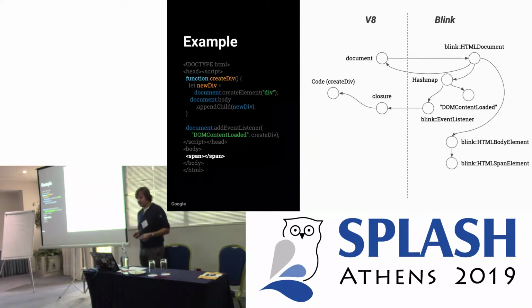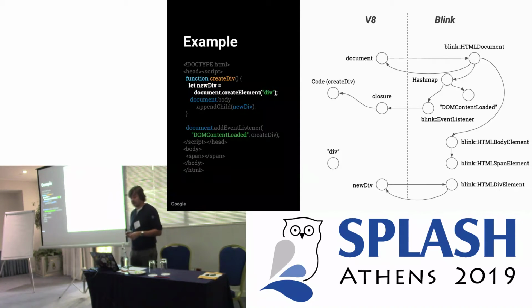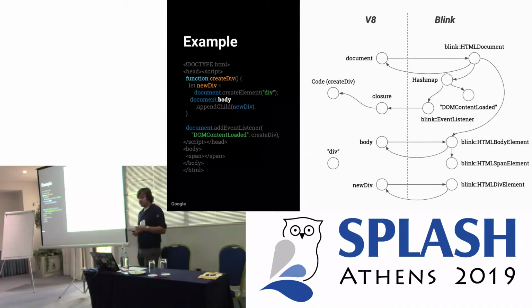We then continue and create a body element. We create a span element, and then we are done with our parsing. So we can actually invoke that event, and we will execute the code, which will create a new div element, which we refer to from JavaScript. Document we already have, but we're accessing body as well. And then finally, we are appending the child, and we have our final graph here. I think this should give an intuition of what's going on on the web with respect to objects.